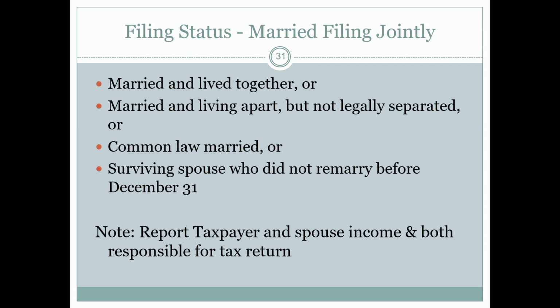They can file jointly even if only one of them had income. They can still file a joint return. They must both have either a Social Security number or an ITIN for you to prepare the return for them.